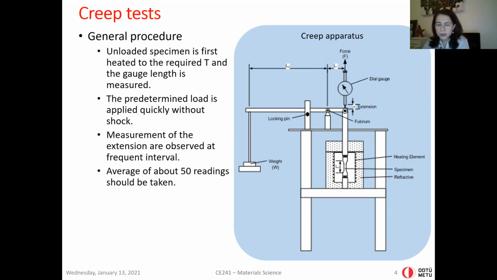So the general procedure is first you have an unloaded specimen and you heat it to a required temperature, and you measure the gauge length. The predetermined load is applied quickly, and then measurements of the extension are observed at frequent intervals for a very long period of time.